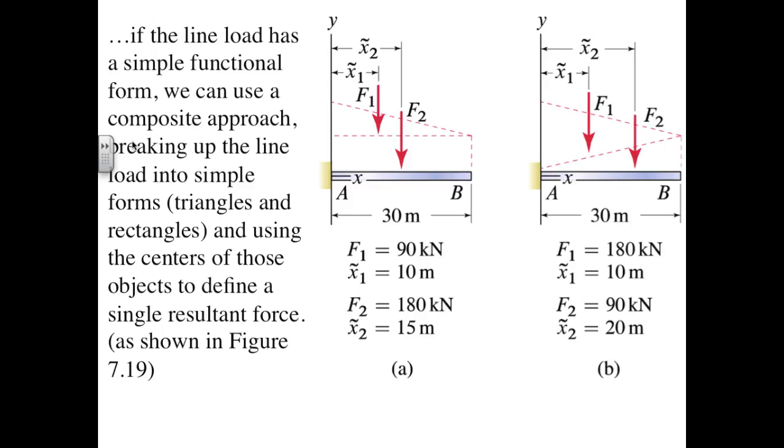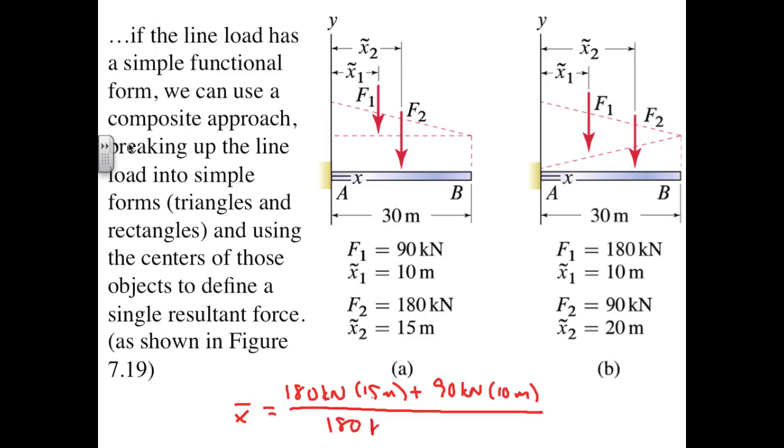Note that the resultant force is 180 plus 90, or 270 kilonewtons, and we could also perform a force-weighted average of these two forces to evaluate x bar as 180 kilonewtons weighting 15 meters plus 90 kilonewtons weighting 10 meters over 180 plus 90, and that would again give us 13.33 meters.